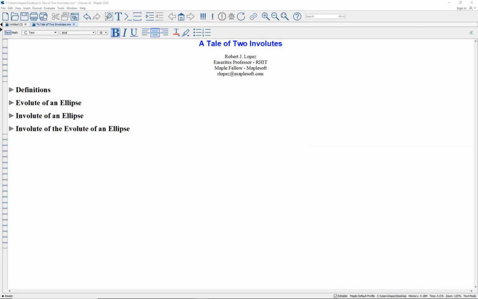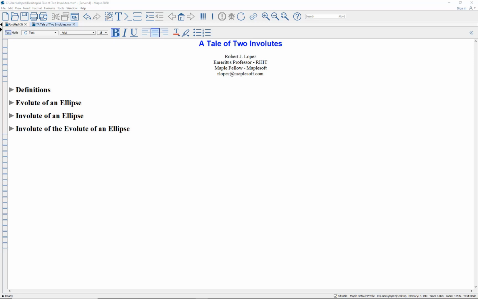Tale of Two Involutes. Where does the tale start? Well, I wanted to see if the involute of an evolute was the original curve. That's what I was trying to find out. So in order to see that, we need to see what an evolute is. Then we need to see what an involute is. And then we need to take the involute of an evolute.